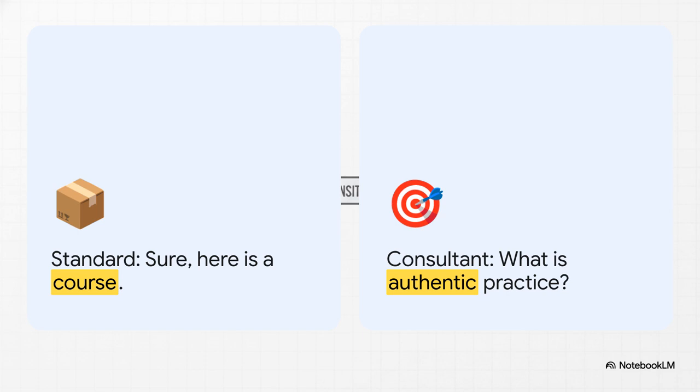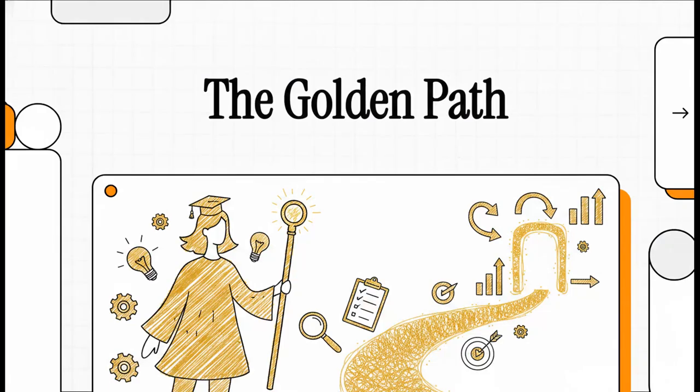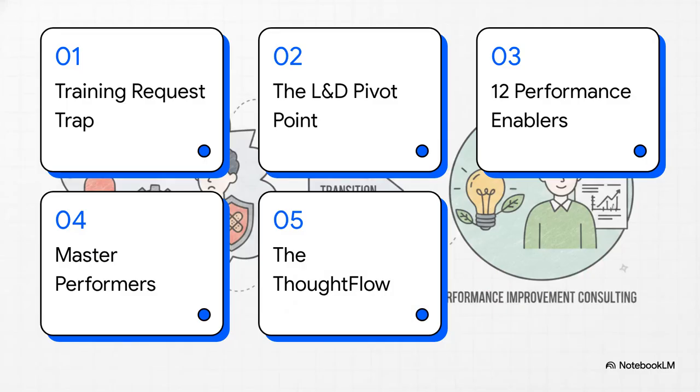the business problem. So, welcome to our explainer on Guy W. Wallace's transformative frameworks. If you don't know Guy, he's an award-winning practitioner who spent over 4 decades perfecting methods to get you off that reactive hamster wheel. We're exploring his concept of the golden path, which is all about putting performance requirements first and learning interventions second. We're going to break his methodology down into 5 key parts: the training request trap, the L&D pivot point, the 12 performance enablers, facilitating master performers, and finally, uncovering the thought flow.